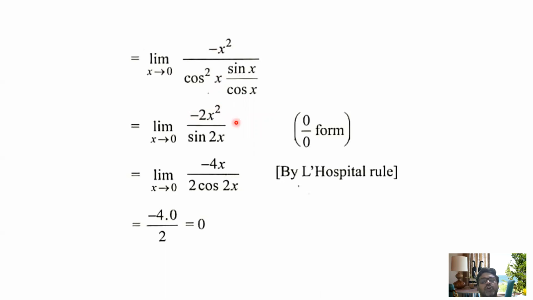So minus 2x square by sin 2x: if I put x equals 0, it is 0 by 0, so this portion is very easy to differentiate. So differentiate this: minus 4x by 2 cos 2x, by using L'Hospital rule we have this. Now when I put x equals 0, the upper part is 0, the lower part is non-zero, so that means 0 by minus 4 into 0 by 2, that is 0. So 0 is the answer for this particular problem.